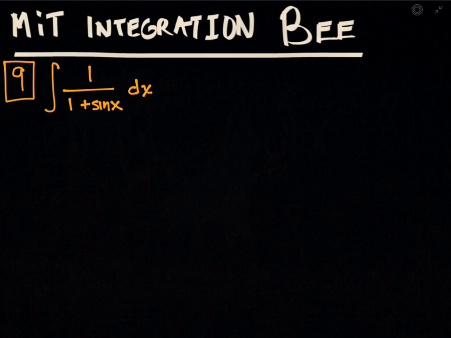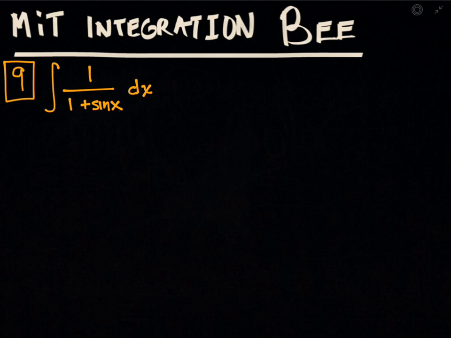All right, here we go with problem number 9. We have the integral of 1 over 1 plus sine x with respect to x, so dx. And that is fun. All right, so we have 1 over 1 plus sine x. We can't really use u sub yet. We can't really use parts yet. We don't really have any trig identities that would work good for us in 1 plus sine x.